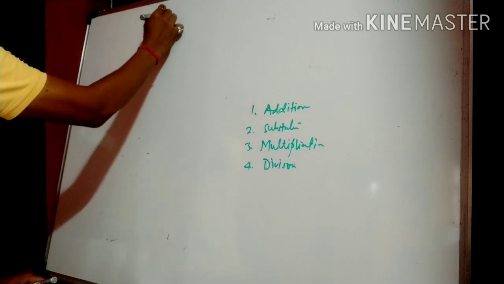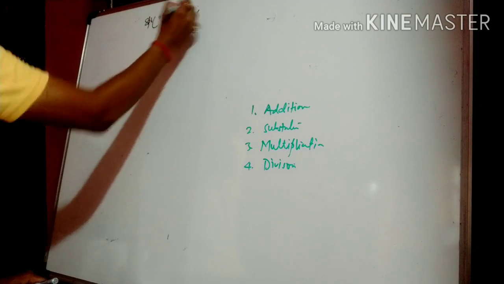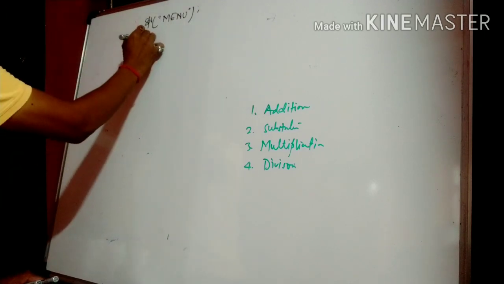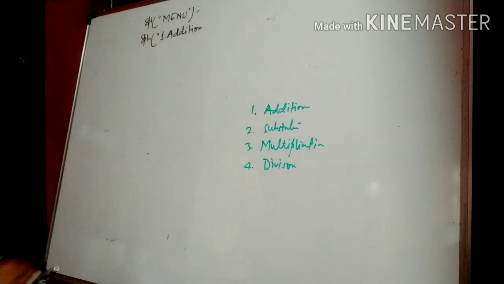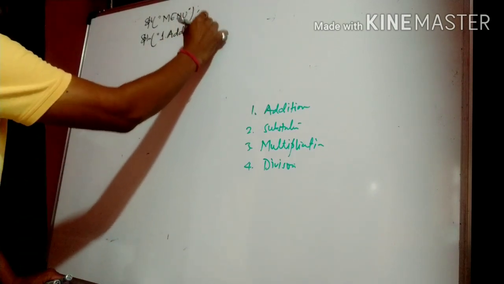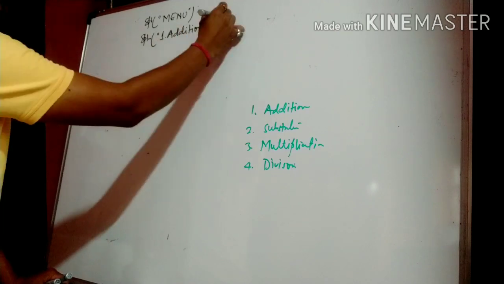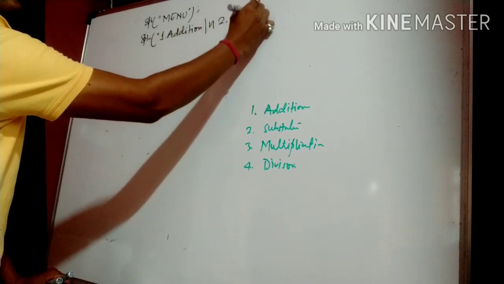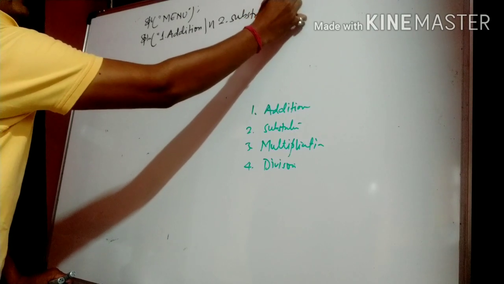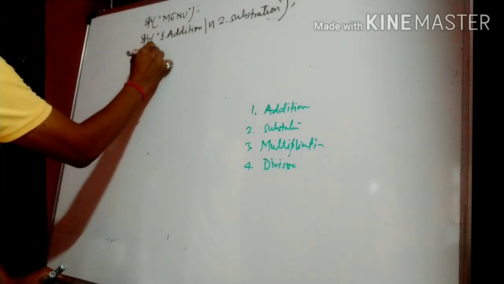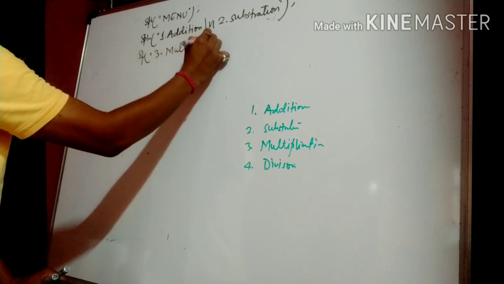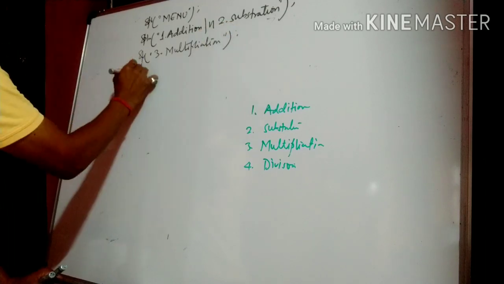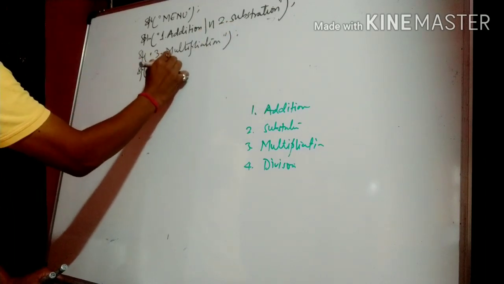This is the menu. We'll make the menu. Now we'll write here number 1 addition. You will get 2 marks for making a menu in the exam. \n means it will change the line. Here you can write number 2 subtraction. You can close it here. Number 3, this is multiplication. Number 4, this is division.